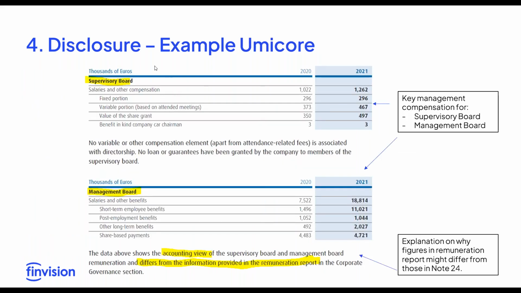Further, in Umicore's financial statements, they have key management compensation, and they decided to make a split between the supervisory board on the one side and the management board on the other side. What is also interesting to see is that they make a clear statement that amounts mentioned here link to the financial statements and are as such from an accounting view, and that their remuneration report, which is mentioned elsewhere in their annual accounts, could have slightly different figures because they're not from an accounting perspective, but from a perspective on how it is paid cash-wise.